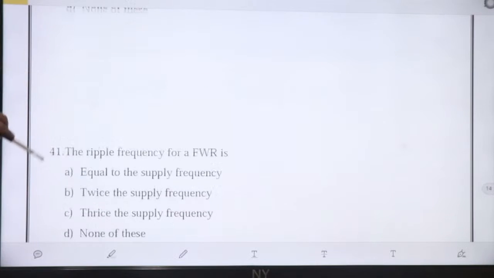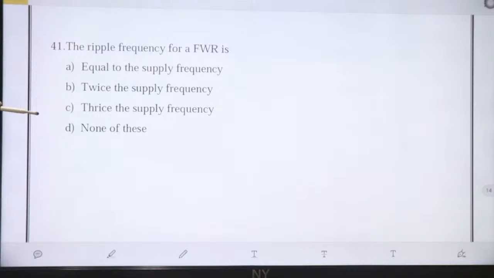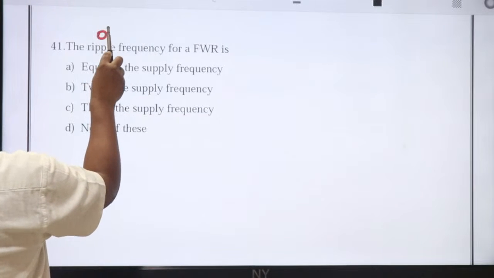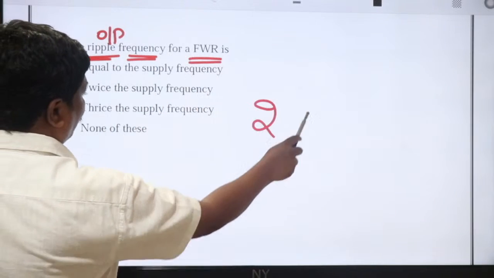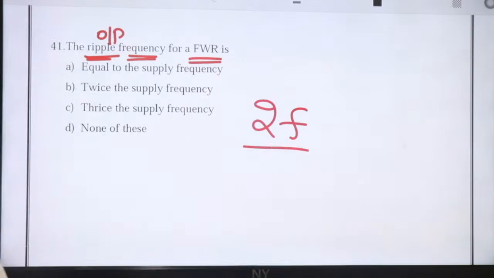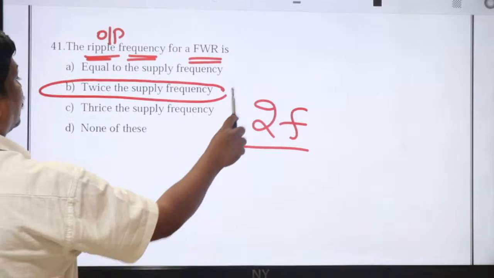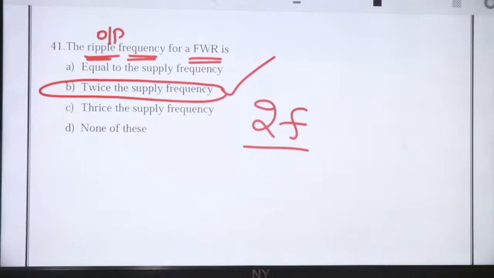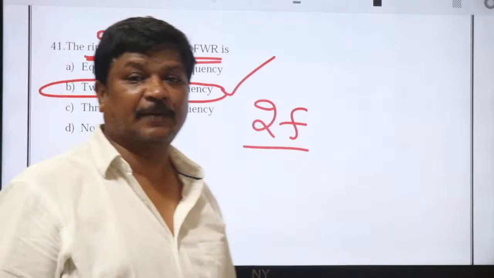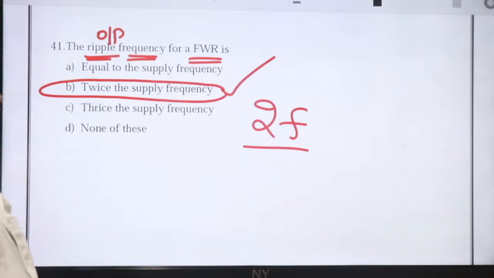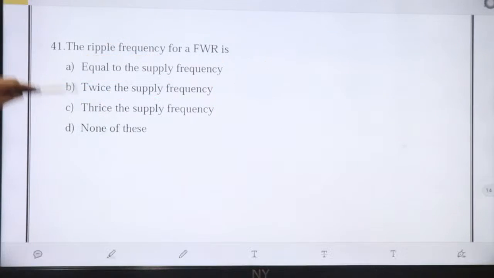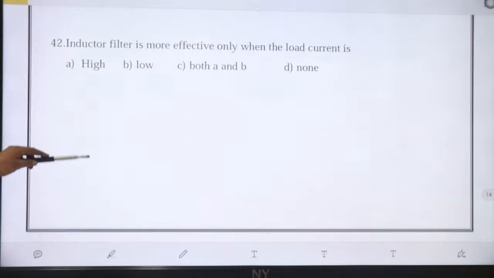The ripple frequency of a full wave rectifier. Sometimes in the question they may ask you for the output frequency also. Ripple frequency or output frequency of a full wave rectifier is 2f0, twice the supply frequency. Very important question. They will make it a numerical problem also. Input frequency they provide as 50 Hz. What would be the output frequency? What would be the ripple frequency? Something like that they will ask you. Twice the supply frequency.